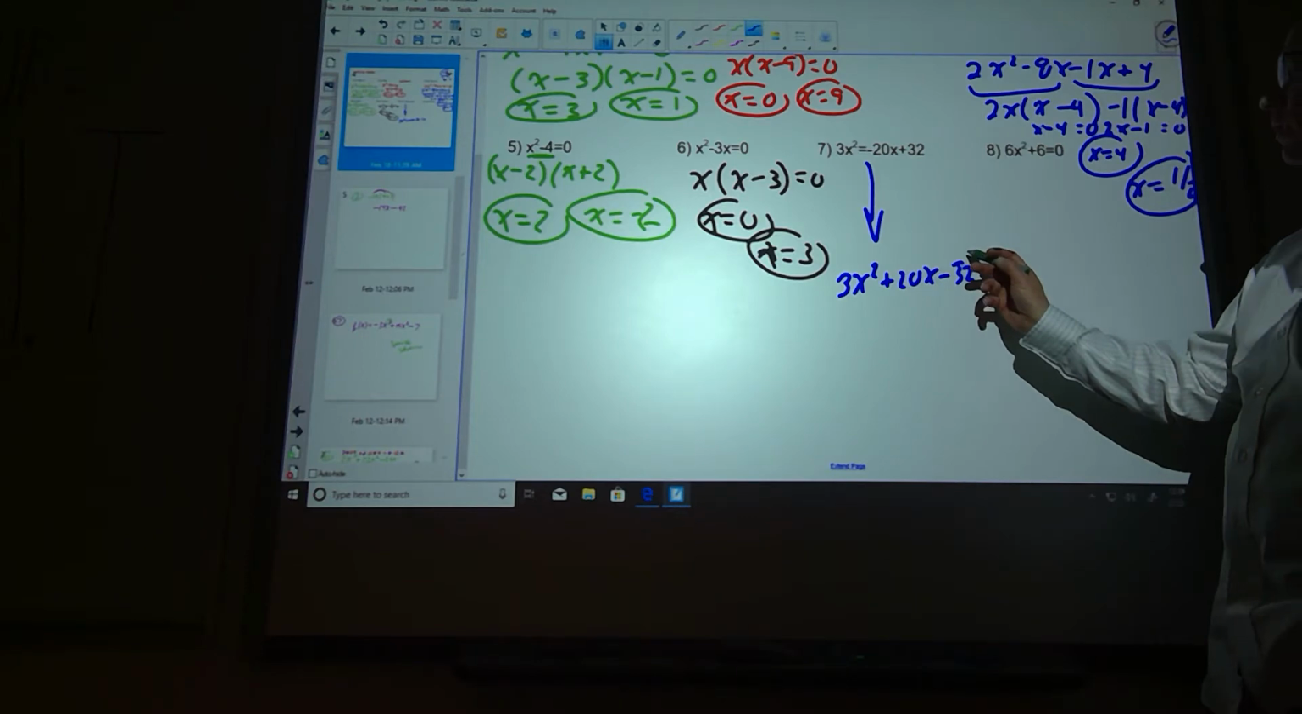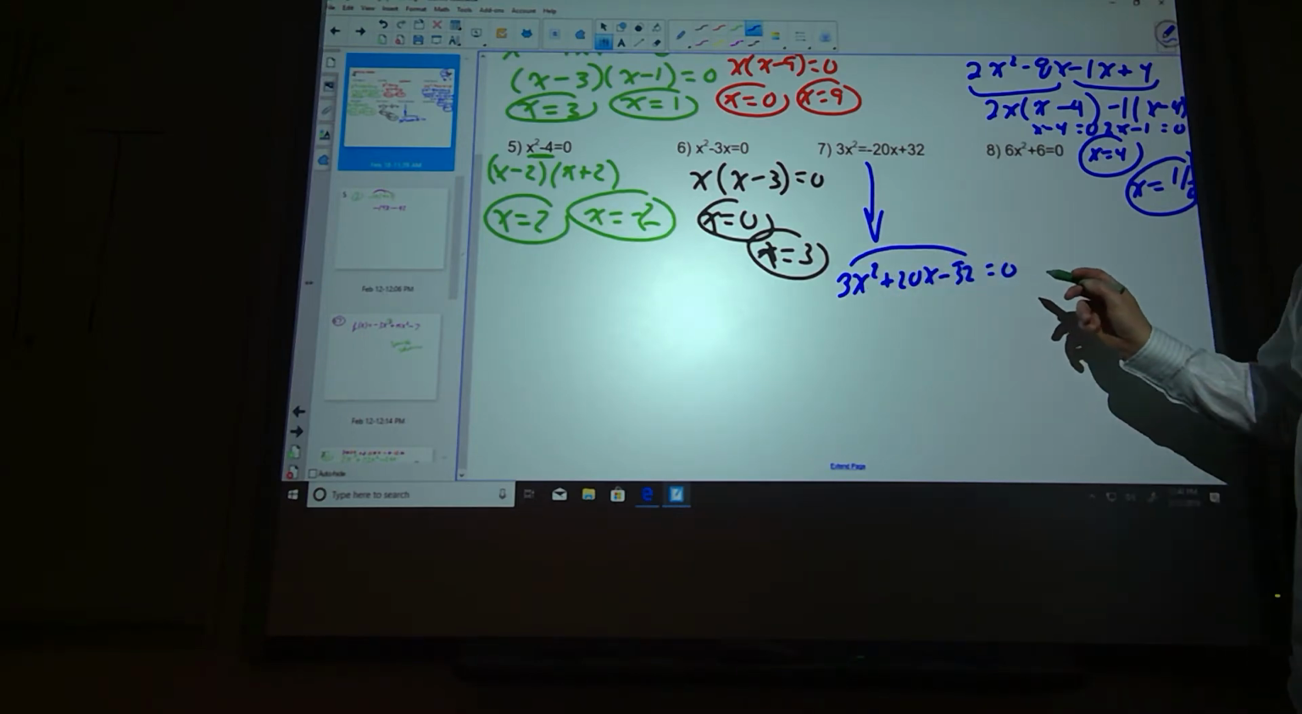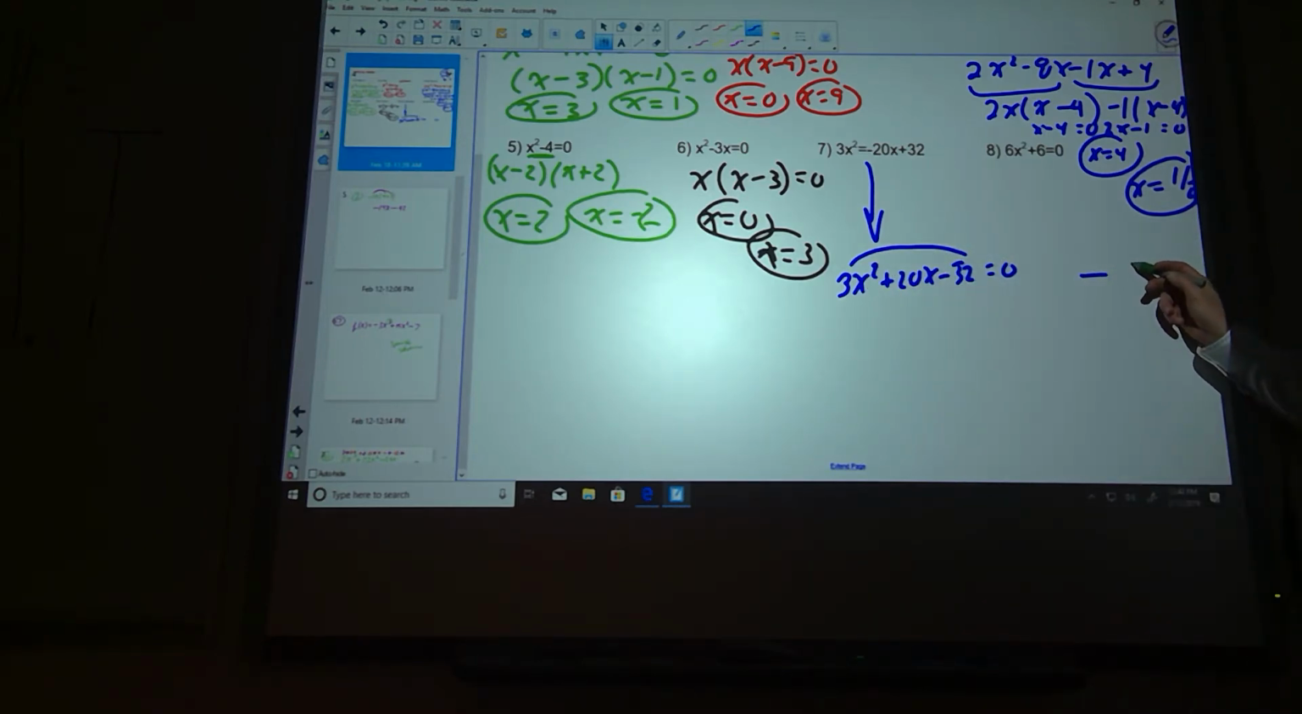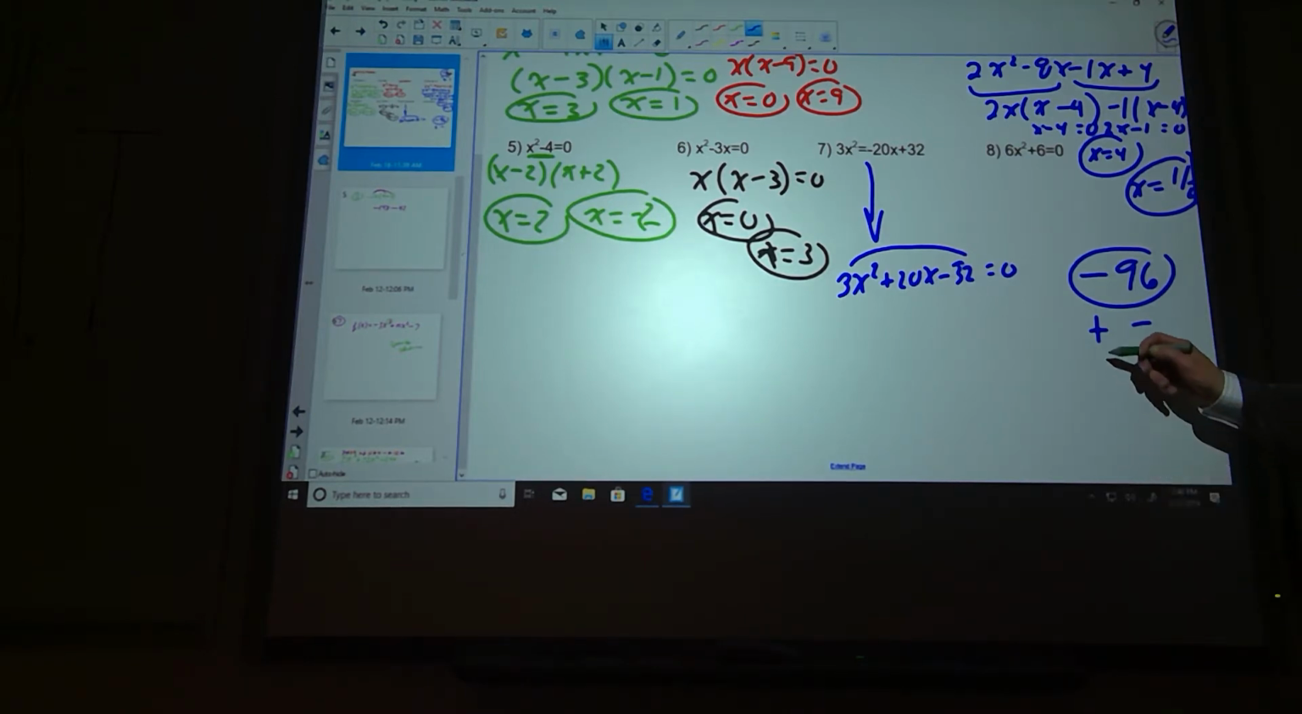Let's see. So my magical number is negative 96. So in order to get there, I need positive and negative. I gotta think of the factors of 96. This is where if you had a calculator, it'd be helpful. So I know 1 and 96. Well, that's not going to add up to 20. I know I have 2 and 48. And I know that's not going to equal 20. I know I have 3 and 32, and that's not going to give me 20.